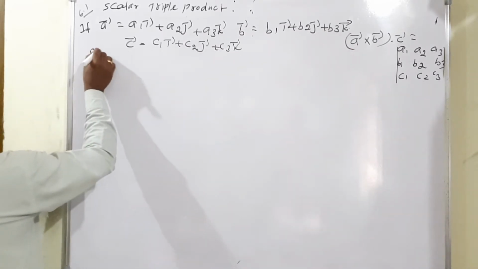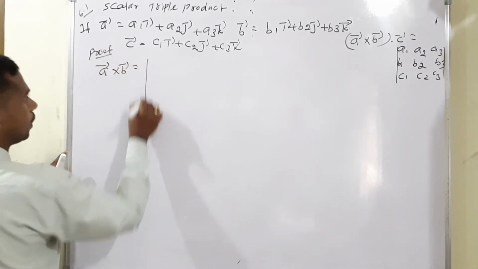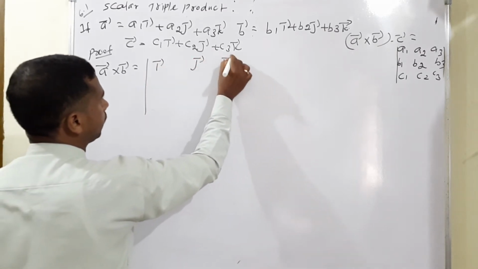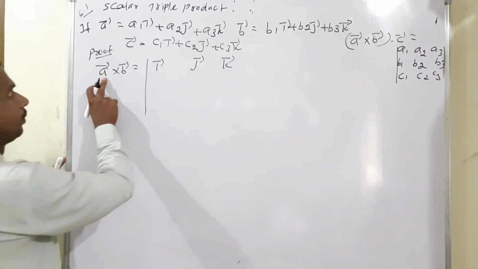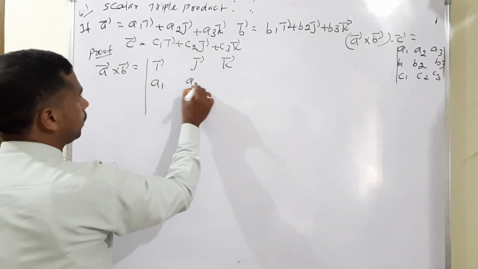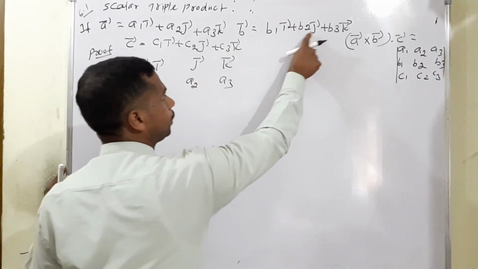Proof: a vector cross b vector first. Cross product means i vector, j vector and k vector. What is the meaning of a vector? A1, A2, A3. B vector means B1, B2, B3.